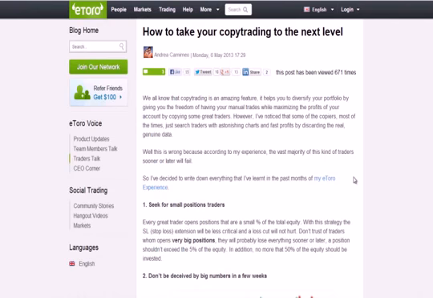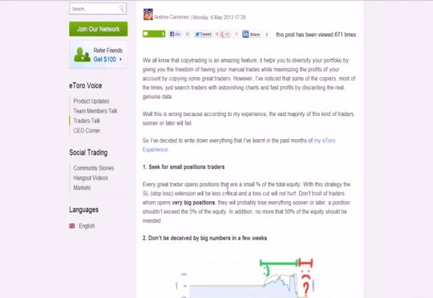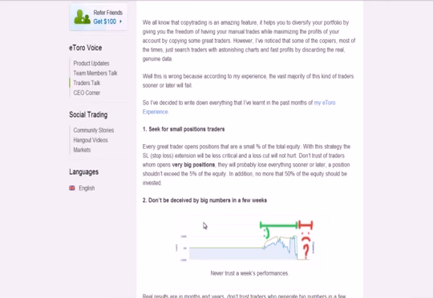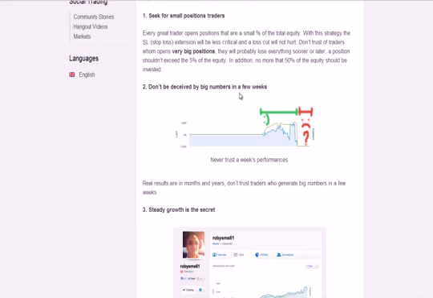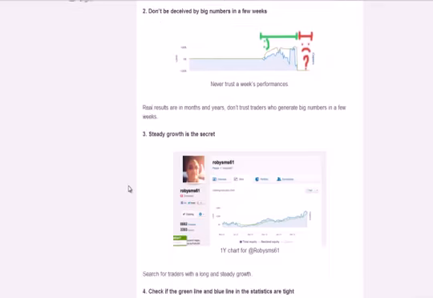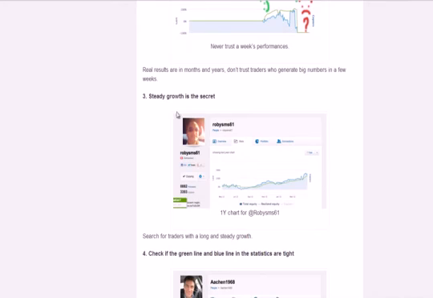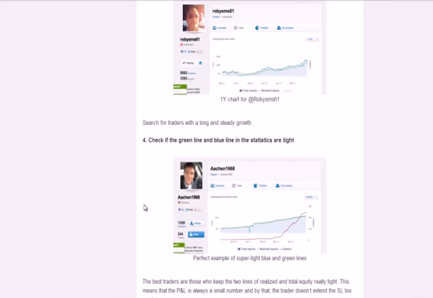Before we conclude, I wanted to give you a few copying tips how to take your copy trading to the next level. Number 1, seek for small positions traders. A position shouldn't exceed 5% equity. In addition, no more than 50% of the equity should be invested at any given moment. Don't be deceived by big numbers in few weeks. Real results are in months and years. Steady growth is the secret. Search for traders with a long and steady growth.